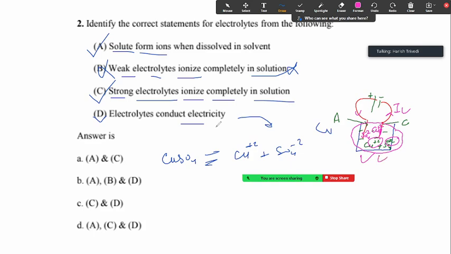So yes, this third statement is also clear, also right. So we can say A, C and D is the right answer. So option D is the right answer because A, C and D are correct. So I think this is clear.